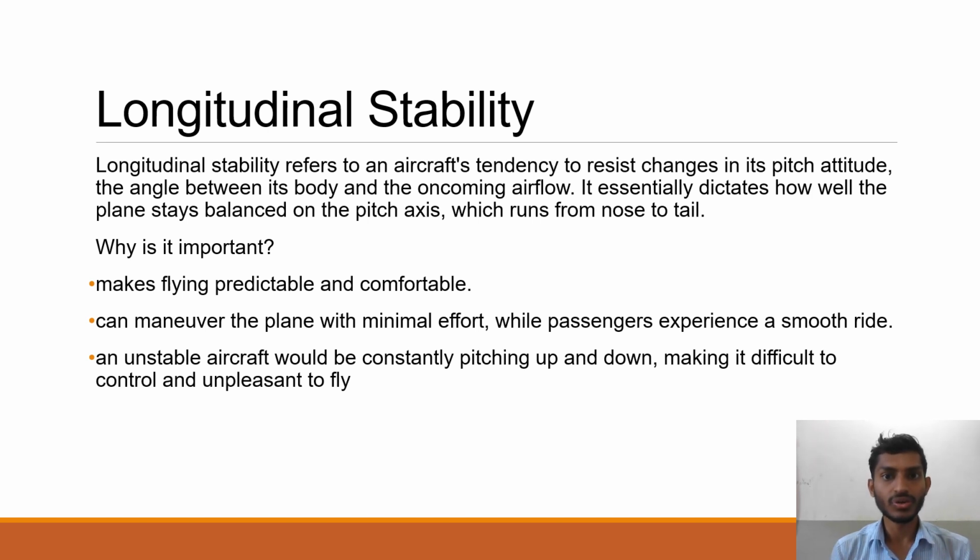Imagine a plane soaring through the sky. It gracefully maintains its level flight, adjusting to bumps and gusts without veering off course. This smooth, controlled behavior is thanks to a crucial aspect of aircraft design called longitudinal stability. Good longitudinal stability makes flying predictable and comfortable. Pilots can maneuver the plane with minimum effort while passengers experience a smooth ride. Conversely, an unstable aircraft would be constantly pitching up and down, making it difficult to control and unpleasant to fly.